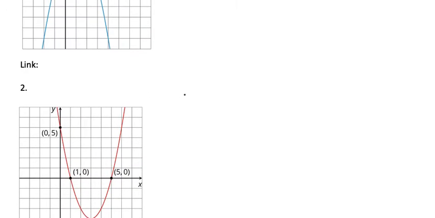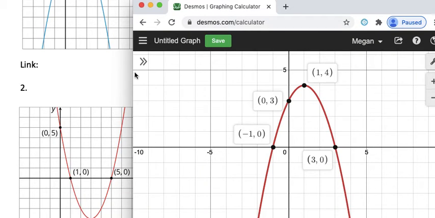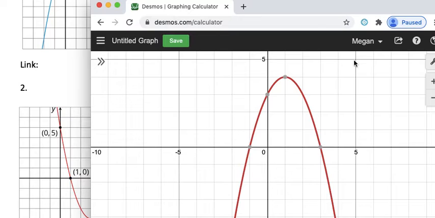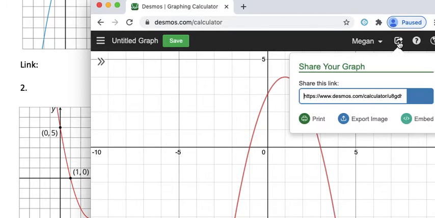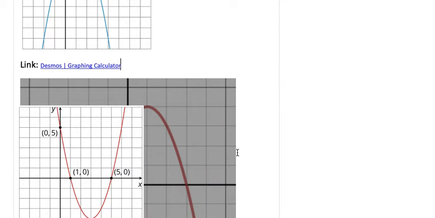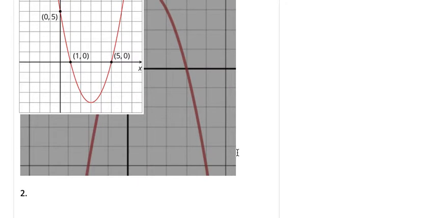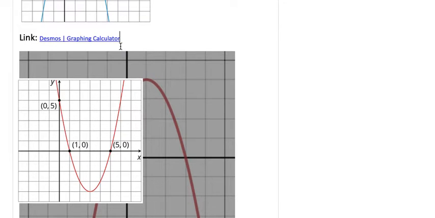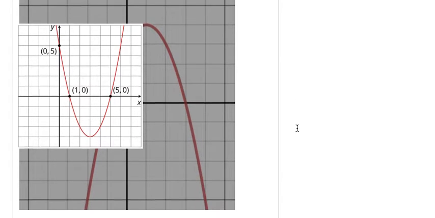So I'm going to copy and paste my Desmos link. So going back to Desmos here, remember to click on the Share Graph button on the top, and then click Copy in the box. And then go over here and I'm going to paste. But it's kind of in the way of my other graph, but that's okay.